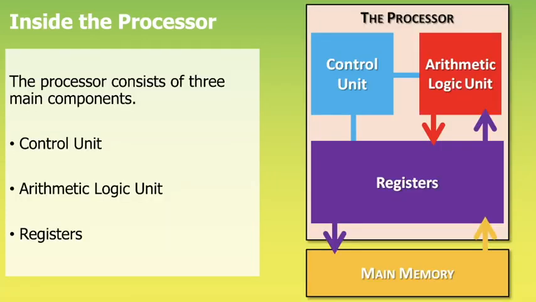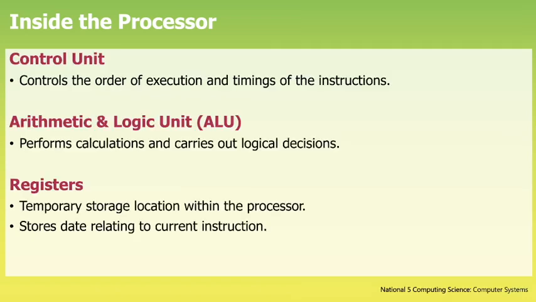Now let's look inside the processor at the three main components within it. We've got the control unit, the arithmetic logic unit, and the registers. The control unit controls the order of execution and the timing of instructions. So it sees the instructions that need to be executed and decides how it's going to execute those. The arithmetic logic unit, or the ALU, performs any calculations and carries out logical decisions. That could be as simple as adding two numbers together, or it could mean determining the output from an if statement.